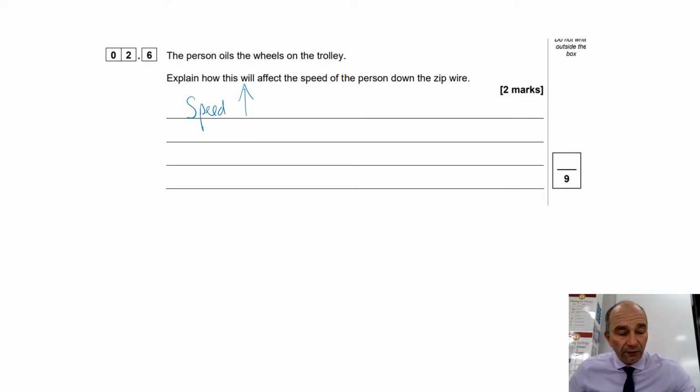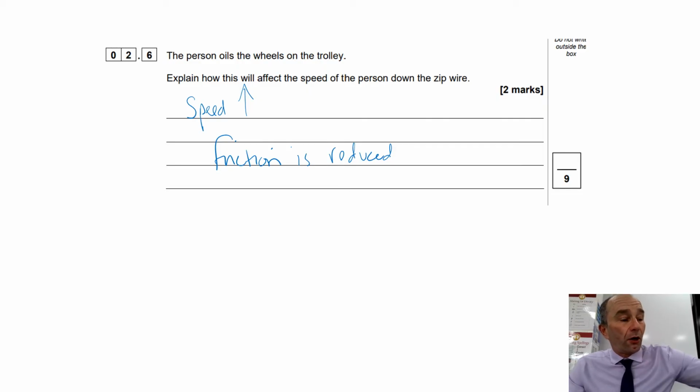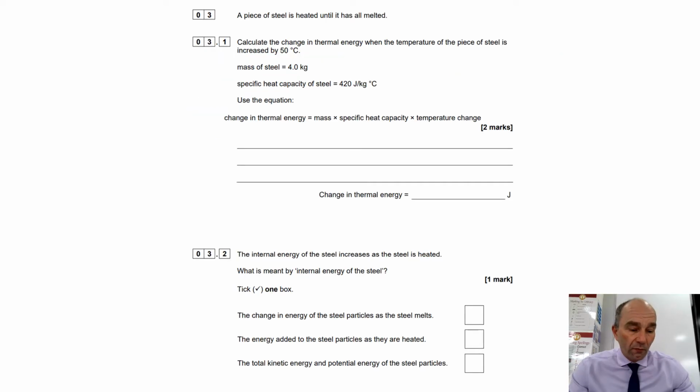Well, it's because the friction is reduced due to the oiling of the wheels. So you could talk about, because work is done, the work done against friction is reduced. That could be a way to put it. If you just say that there's less friction, you'll get the second mark on that one. That is worth a maximum of 9 marks. So if you got 9 out of 9 on that particular question.